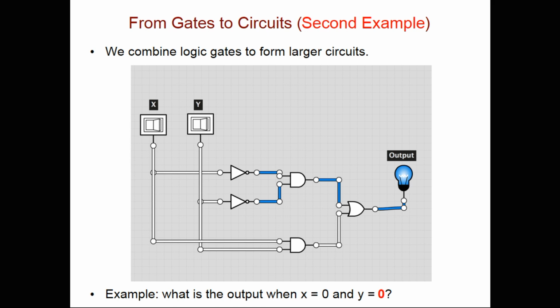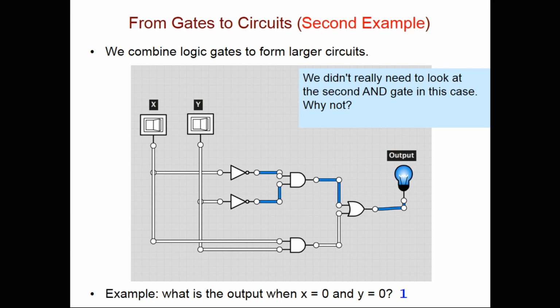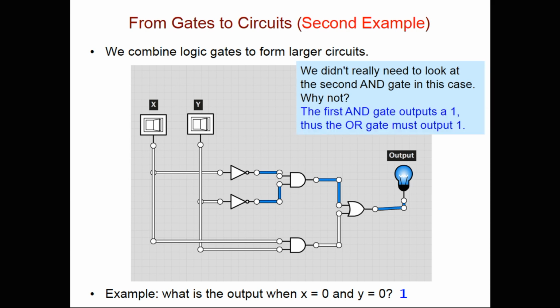If we change Y from 1 to 0 and feed both X and Y as 0, the bottom AND still remains 0, but the top AND's value changes from 0 to 1, and this makes the output 1. We don't look at the second or bottom AND gate because if the top AND gate is 1, one of the inputs of the OR gate is 1, and therefore the result is 1.